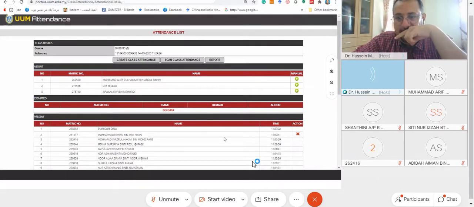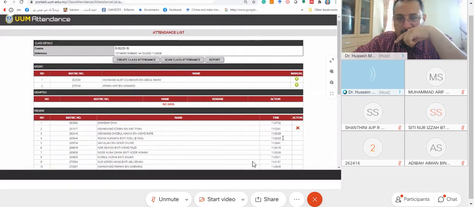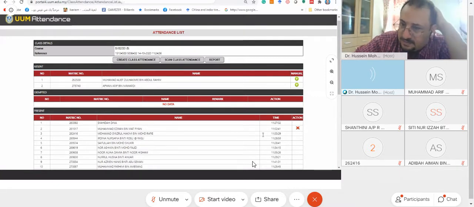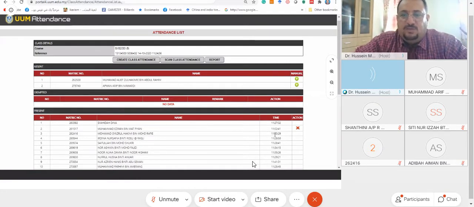Lim. Yes, Lim is here. Ihsan. Muhammad. No, Muhammad Alif. We still have two, Afwan and also Afwan. So please, they should understand that scanning is very important and attendance is very important. Maybe they have their reason.